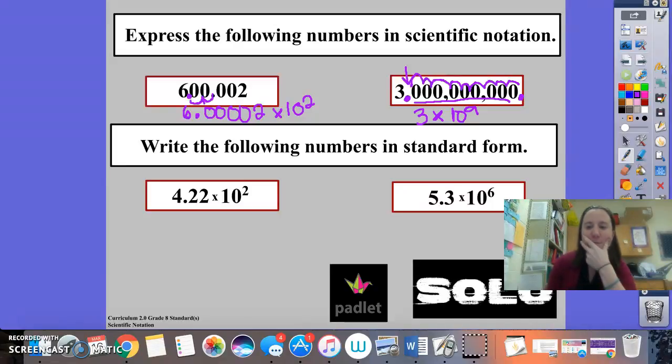But these bottom examples are taking numbers from scientific notation and going to standard form. And so this 2 is telling us we're moving 2 places. And the positive 2 is telling us we're moving 2 places to the right. So 1, 2. And this number in standard form is 400.